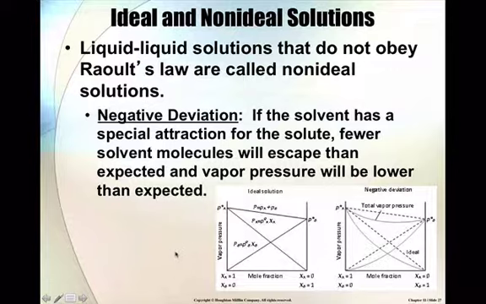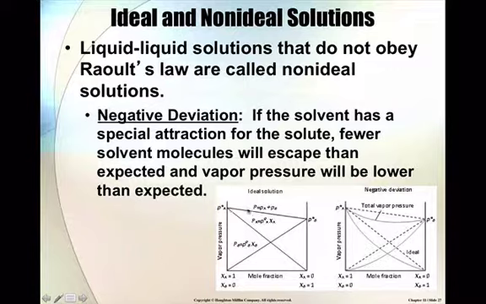The first one is negative deviation. So if the solvent has a special attraction for the solute, so it really, really likes the solute that you're putting in there, what's going to happen is you're going to get a greater attraction between the solute and solvent molecules. So it's going to be a lot harder for those solvent molecules to escape to the gas phase, which means you'll end up with a lower than expected vapor pressure because you're going to have fewer gas molecules.